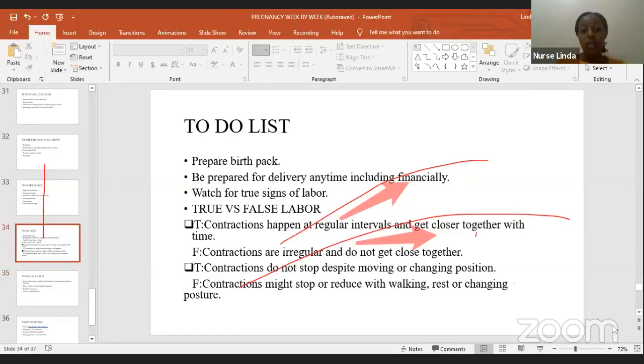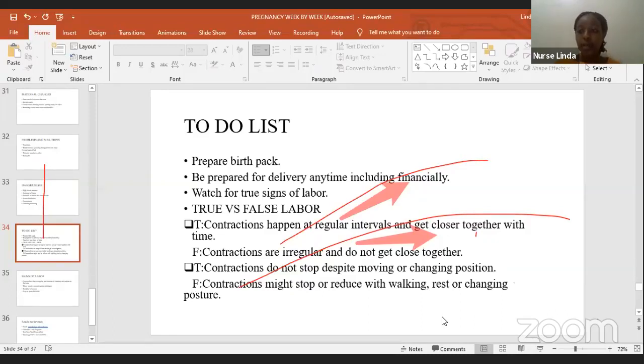Now, there is also false labor, and a woman needs to be able to differentiate between true and false labor. For true labor, contractions start as small, but with time they intensify, okay? But with false labor, the contractions vary. They are many, they are little, like you can't give a sequence for those contractions.